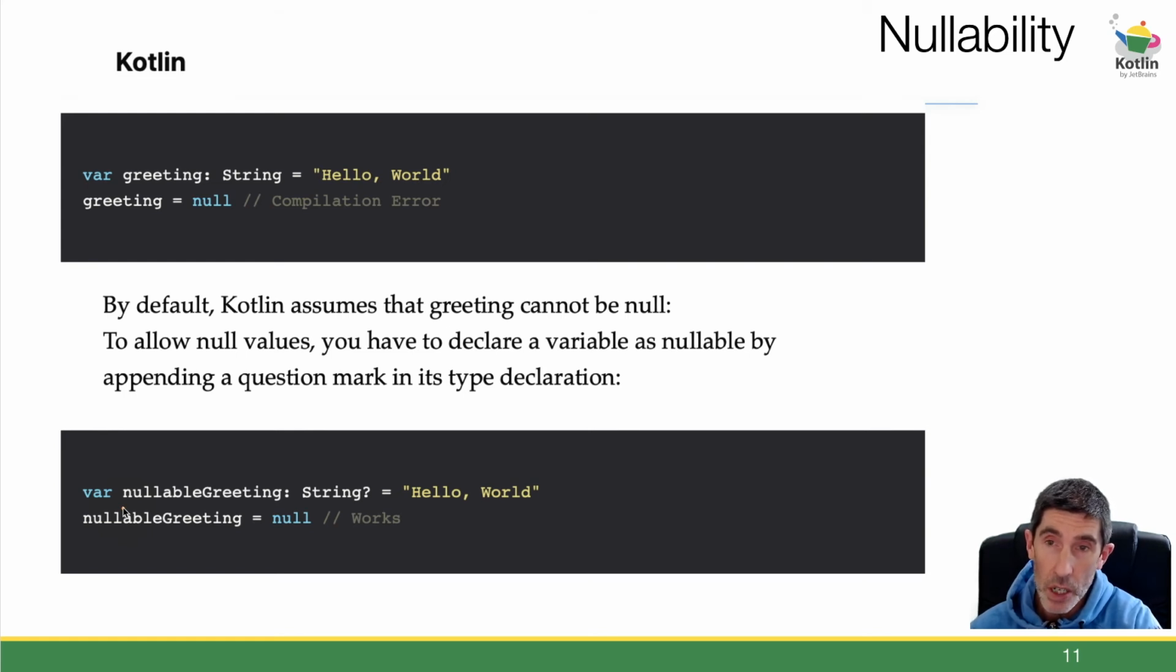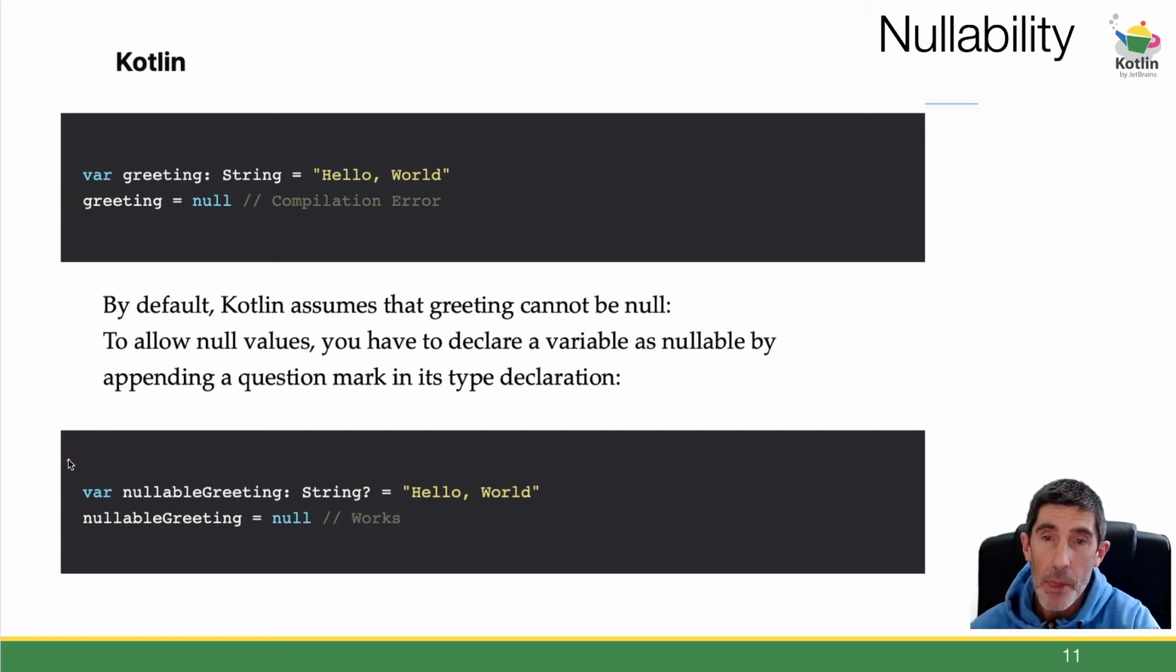So by default, Kotlin assumes that in this example, greeting cannot be null. To allow null values, you have to declare a variable as nullable by appending a question mark in its type declaration. So if you see up here, even though it is a var, because we haven't used that question mark, this will actually get picked up at compile time. If we declare var greeting, that's fine. If we try and reassign it and we haven't flagged it to potentially hold a null value with the question mark, the compiler will pick that up and say you can't do it.